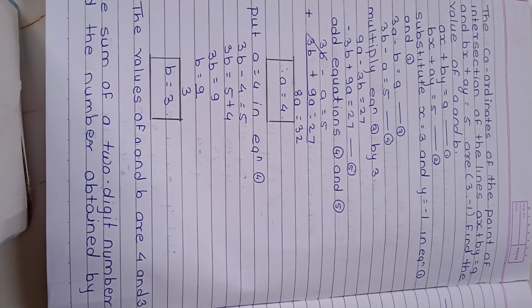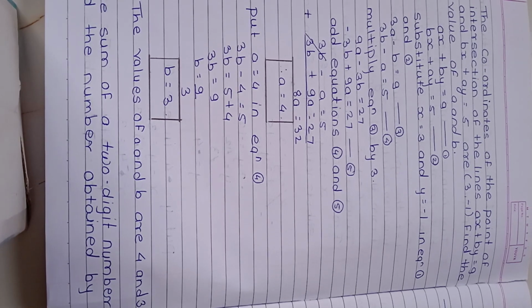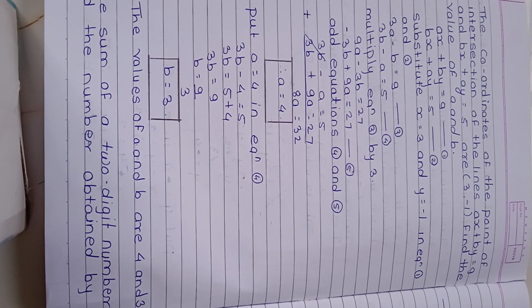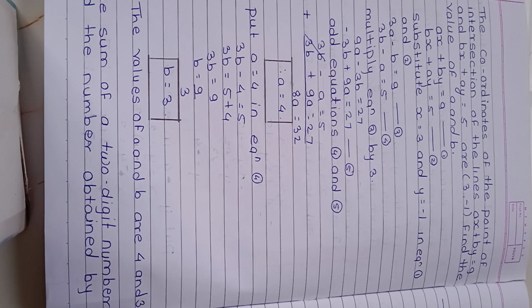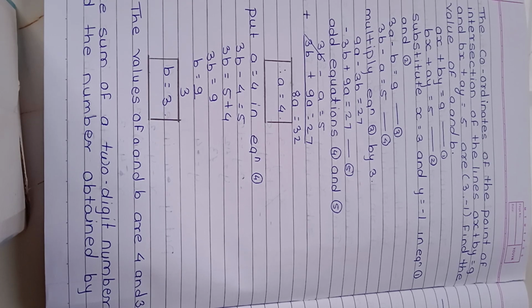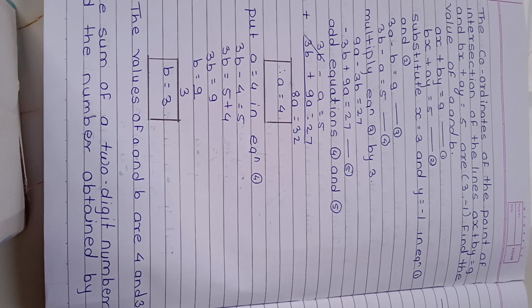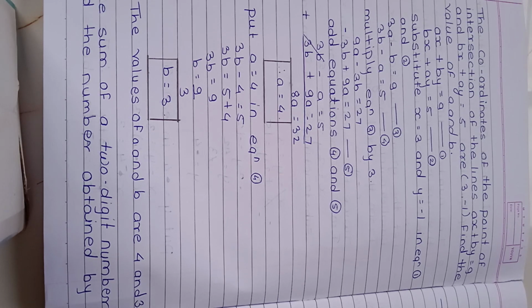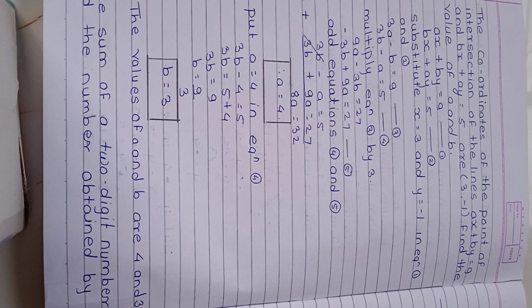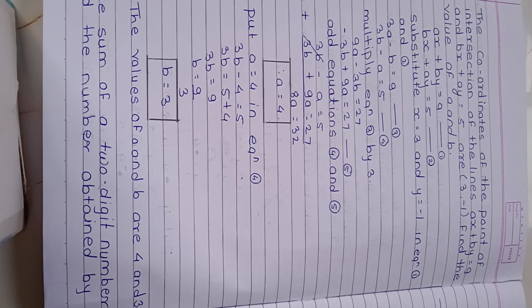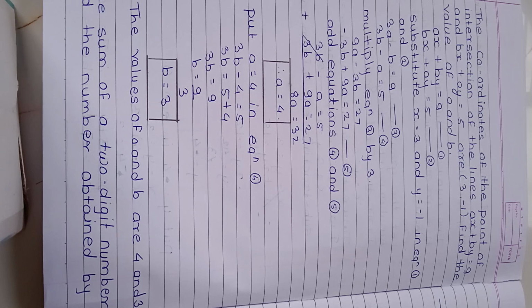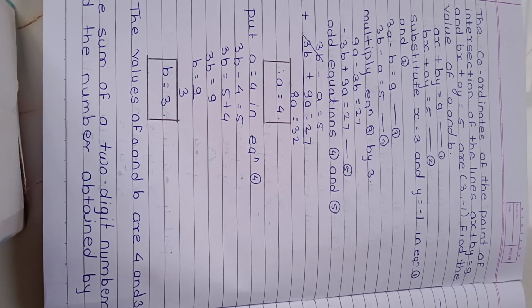Second example, the coordinates of the point of intersection of the lines ax plus by is equal to 9 and bx plus ay is equal to 5 are (3, -1). Find the values of a and b. Here ax plus by is equal to 9, first equation, bx plus ay is equal to 5, second equation. Substitute x is equal to 3 and y is equal to -1 in equations 1 and 2. 3a minus b is equal to 9, equation 3. 3b minus a is equal to 5, equation 4.